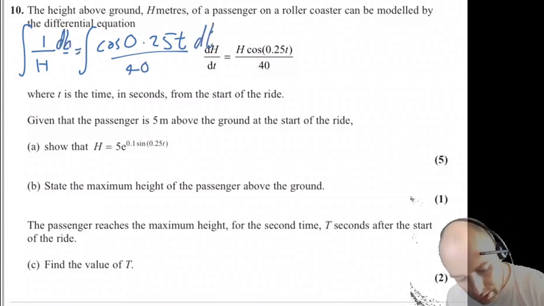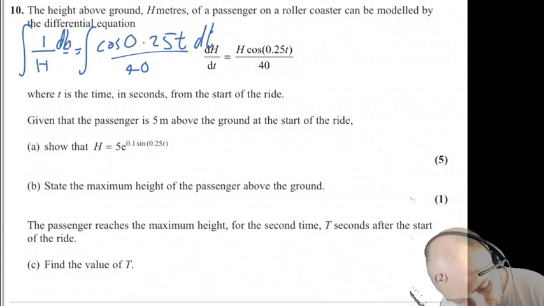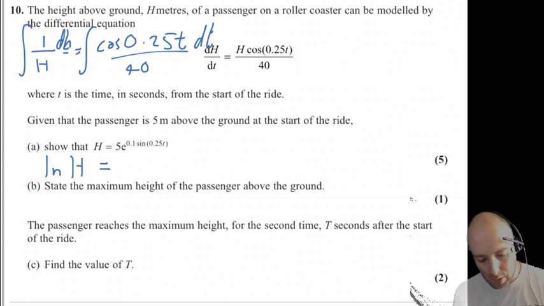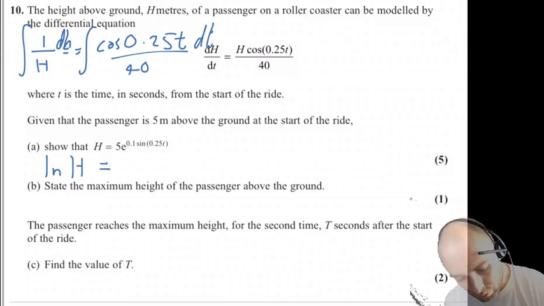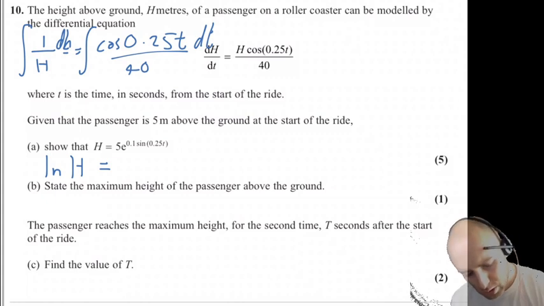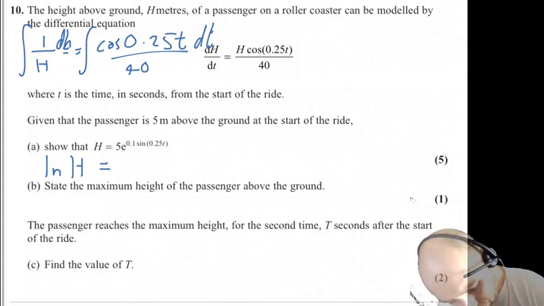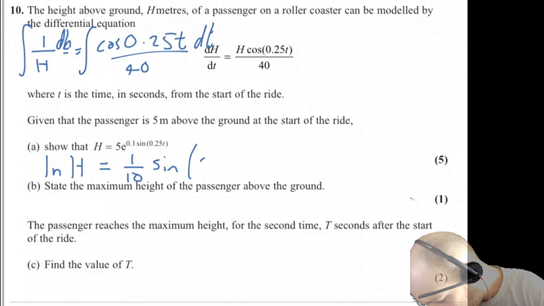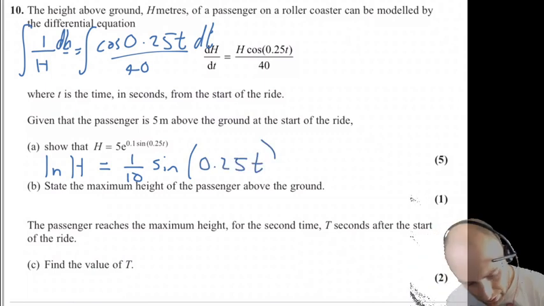So 1 over h is going to integrate to ln h. Cos integrates back up to sine, and we're going to get 1 over 0.25. So that's 1 over quarter, which is 4. So we're going to end up with 1 over 10 sine 0.25t, I think.